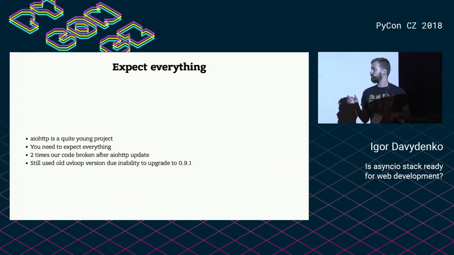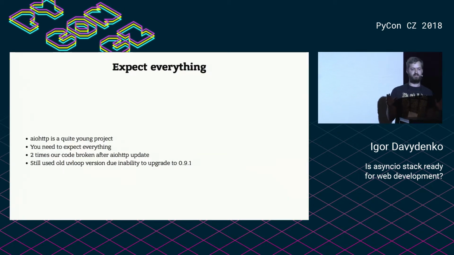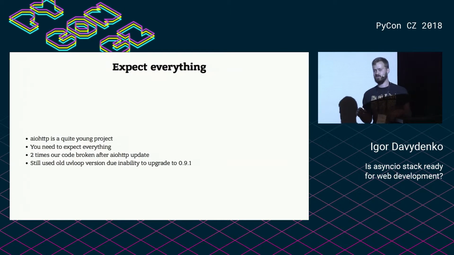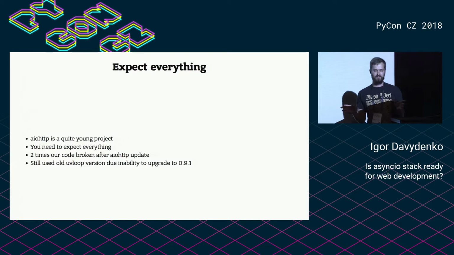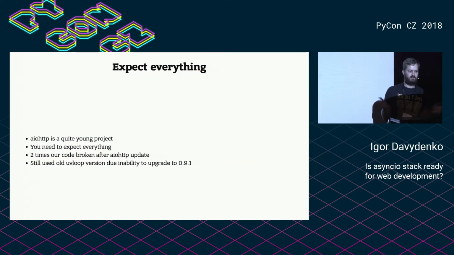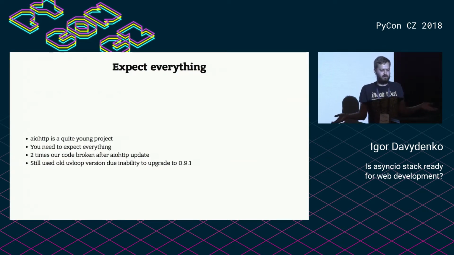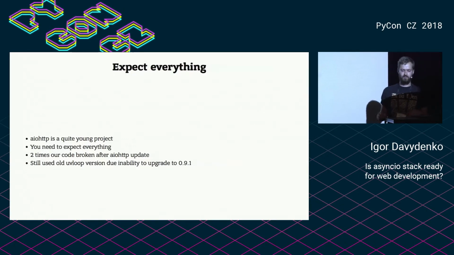aiohttp is quite a young project. There is no knowledge base around it like there is around Django and Flask. You need to expect everything. Twice our code broke just after a minor update or a patch update. And why? Because that's the nature of open source: adding new features or fixing old bugs by introducing new ones.